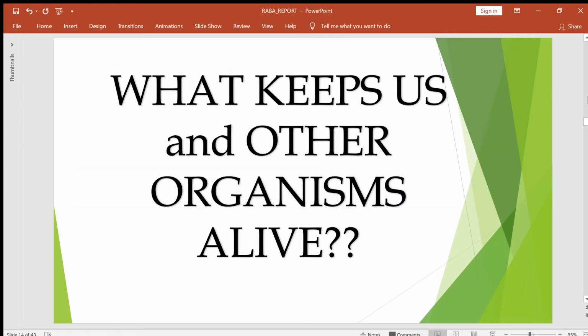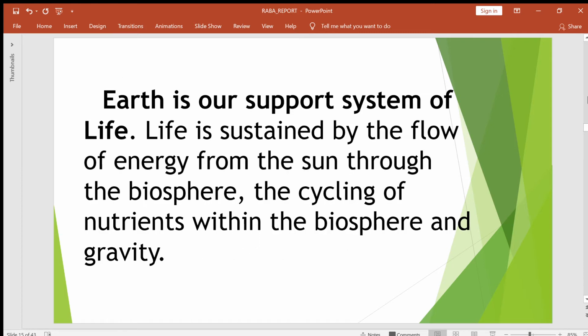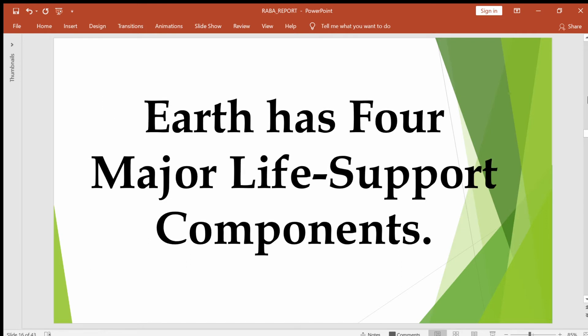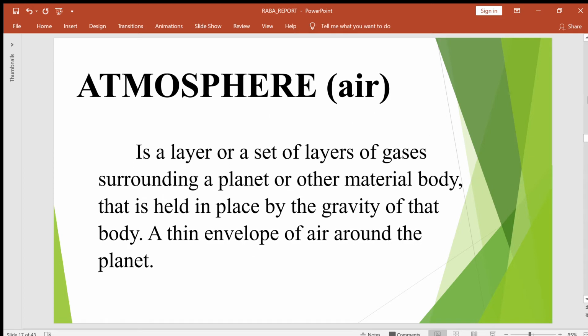What keeps us and other organisms alive? Earth is our support system of life. Life is sustained by the flow of energy from the sun to the biosphere, the cycling of nutrients within the biosphere, and gravity. Earth has four major life support components.